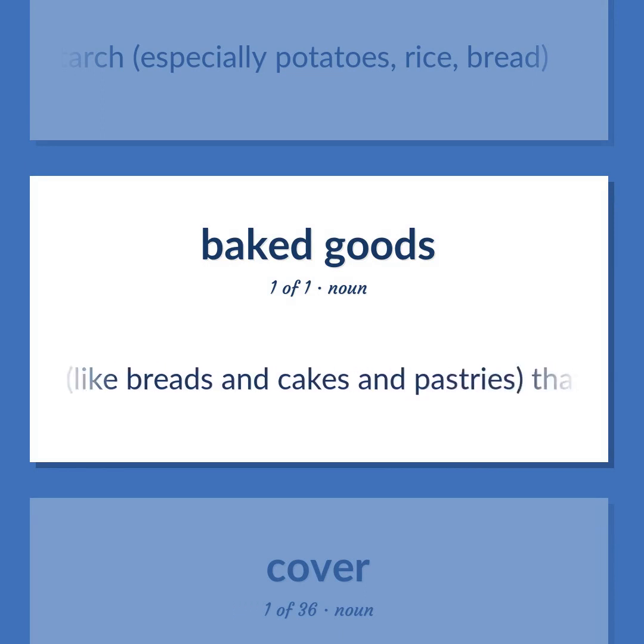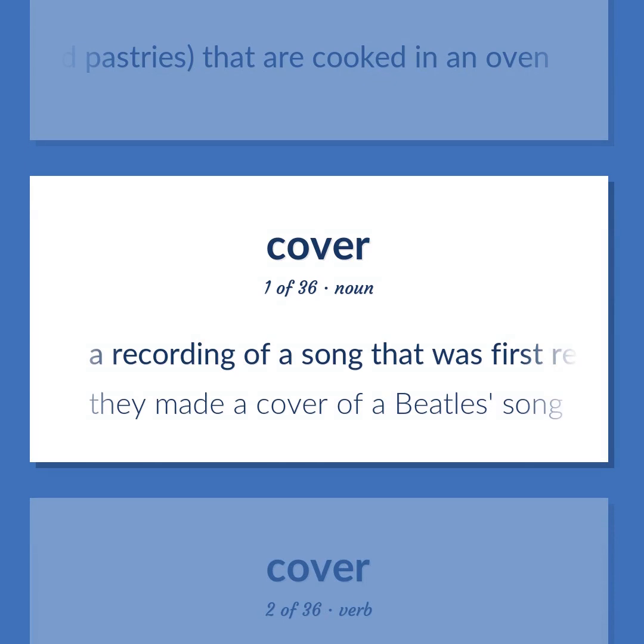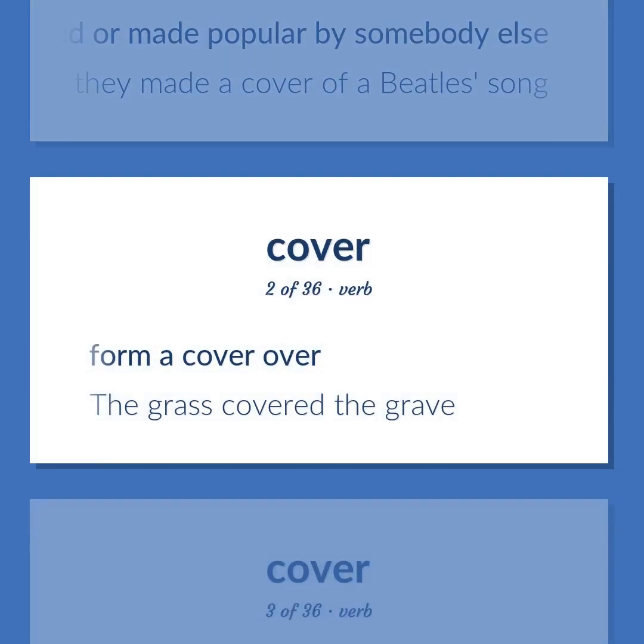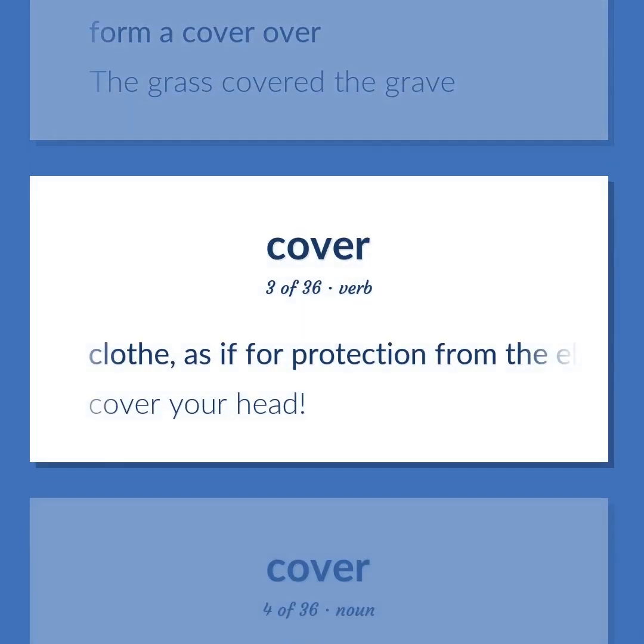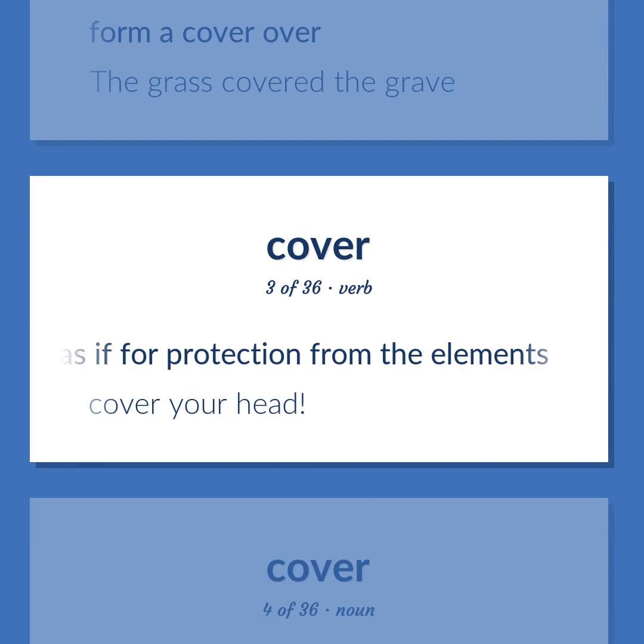Foods, like breads and cakes and pastries, that are cooked in an oven. A recording of a song that was first recorded or made popular by somebody else. They made a cover of a Beatles song. Form a cover over. The grass covered the grave. Clothe, as if for protection from the elements. Cover your head.